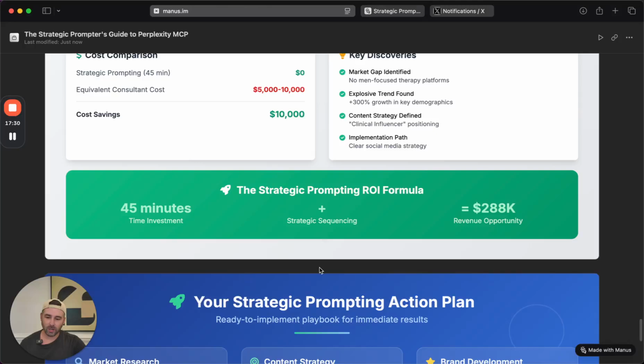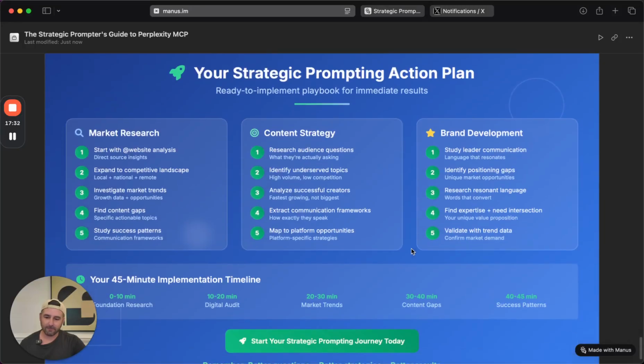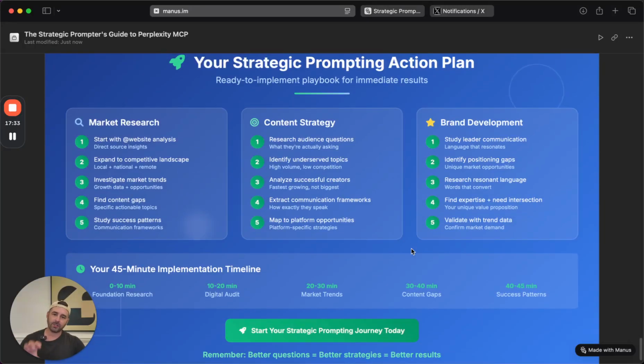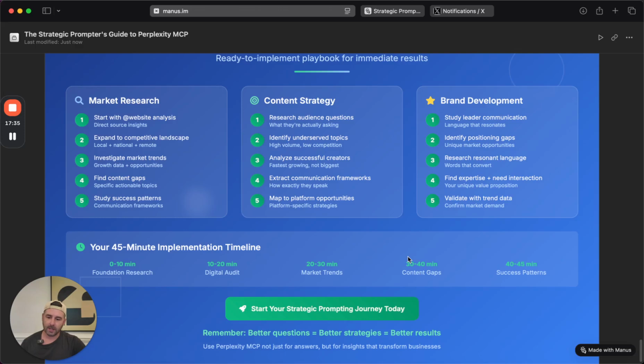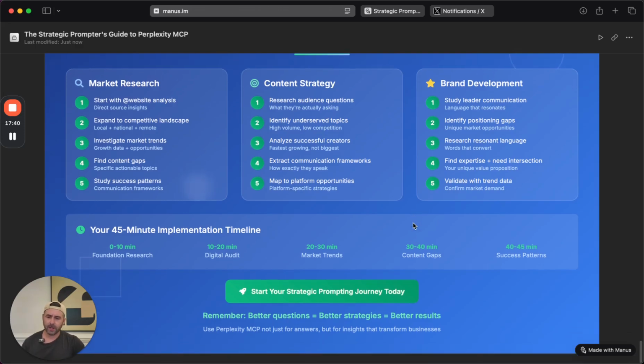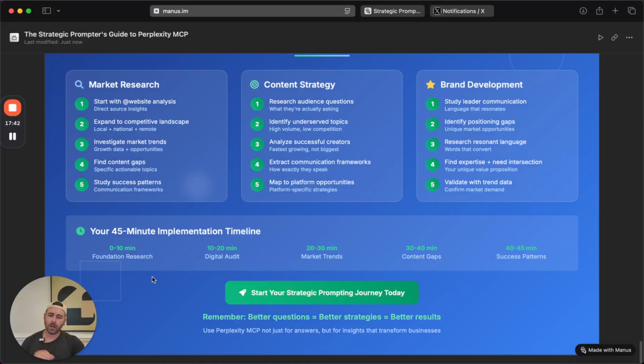All right, so that's it. And a full action plan, market research, content strategy, brand development, some specific tips. Feel free to screenshot it. And this is your 45-minute timeline: research, audit, trends, gaps, and patterns. Okay, so biggest question, what's the output look like? Is it good, or is it AI slop, or is it junk, or whatever? No, I was blown away by it, and I'm going to show you what I got.